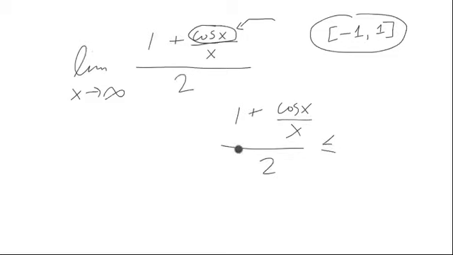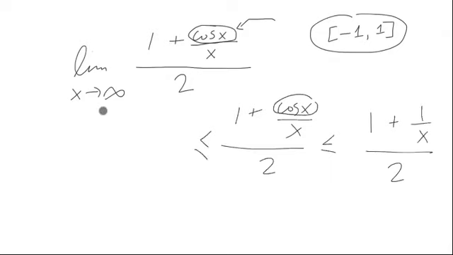This right here is less than or equal to 1 plus 1 over x all over 2. That's because the biggest that cosine can be is 1. And this is all positive, especially as x is heading out to infinity. So this over this is clearly less than that. And likewise, this piece of the numerator being smaller than that piece makes the whole numerator smaller, hence the whole fraction smaller.